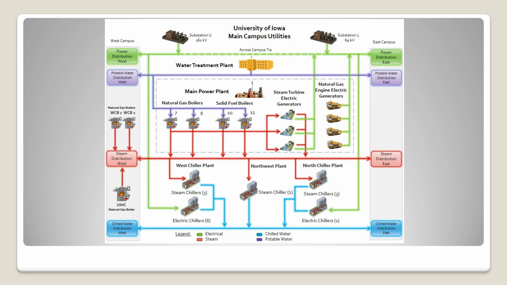We have gas that has to be provided to the natural gas boilers. We have solid fuel that has to be provided to the solid fuel boilers. And solid fuel boilers is just a nicer way of saying these things burn coal. But coal is a perfectly good fuel, and it's still one of the most common fuels we use in the United States. That steam then can drive steam turbines to produce electrical power. It can drive chillers to produce cold water.